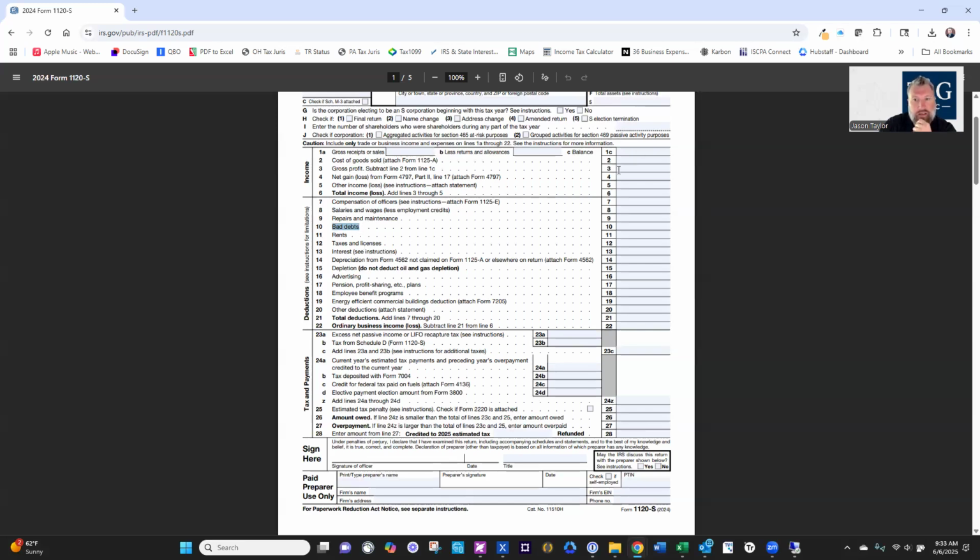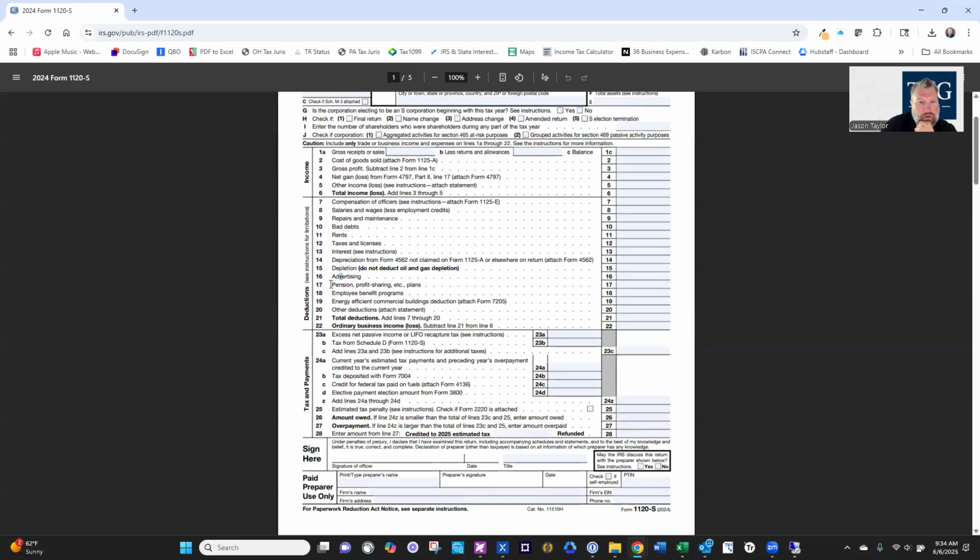It gets buried in the income line up here. Rents, taxes, so this would be like sales tax or property taxes or professional licenses that you have to pay for. Interest, this would be like credit card interest, mortgage interest, a loan interest on a vehicle. Depreciation, that's typically calculated by your tax provider. Depletion, there's a special form for oil and gas depletion. This would be like if you're in a mining industry.